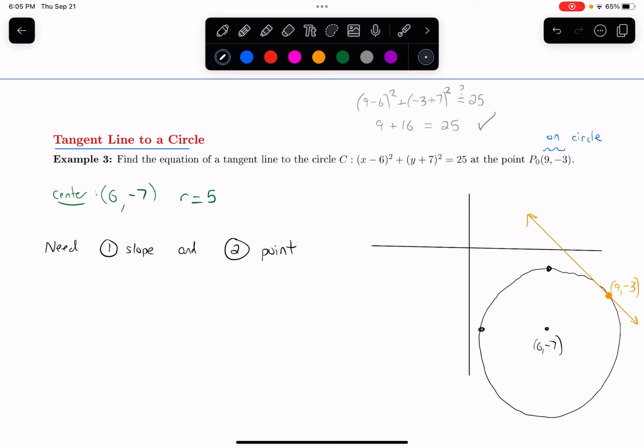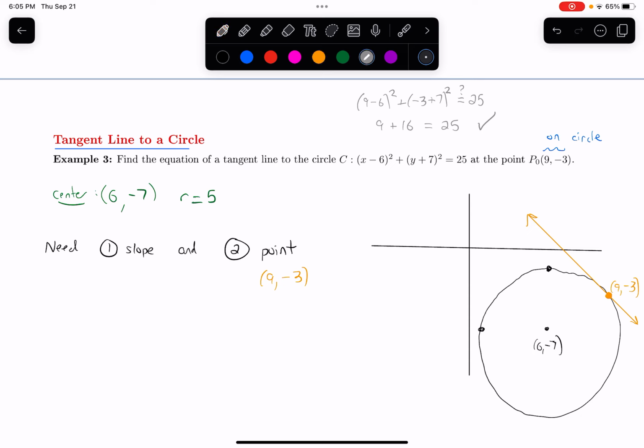I would say at least 90% of the time, it's going to be easier to use point slope form than to use y = mx + b, because usually I will know a point on the line rather than knowing the y-intercept. Because the point on the line, well, that's (9, -3). I got that already. Nice. And now let's get the slope. Ooh, but I don't know the slope of this tangent line.